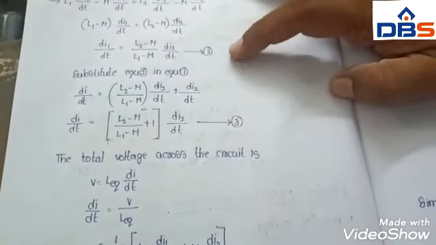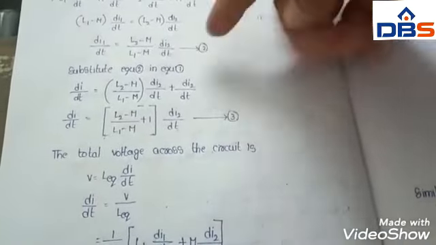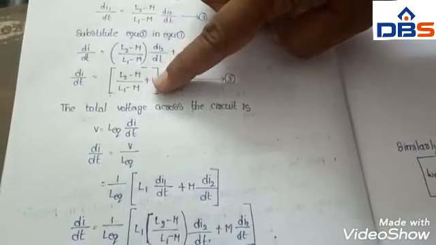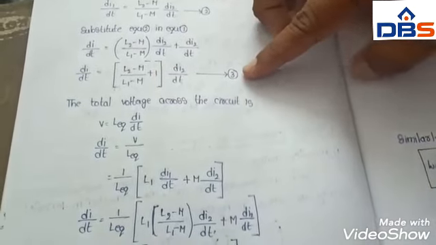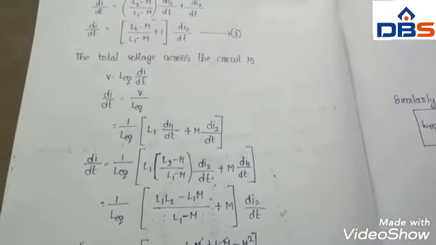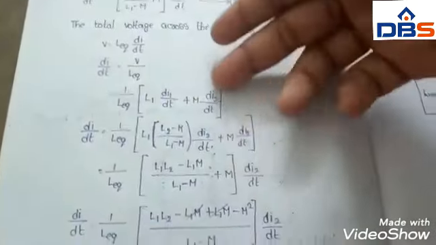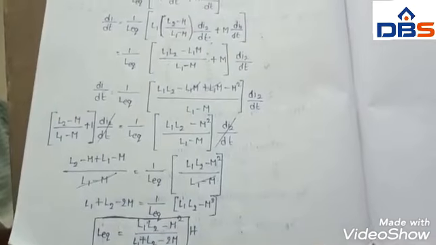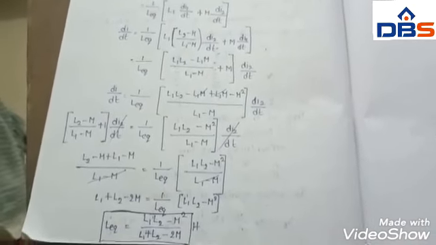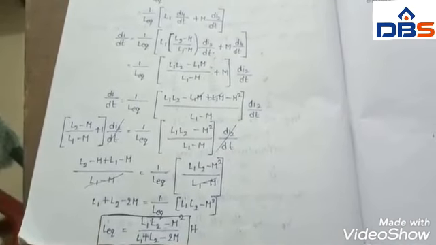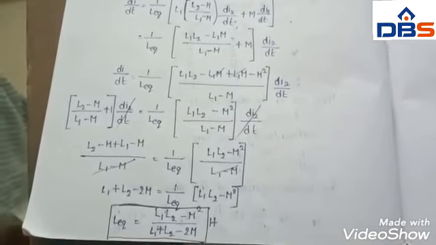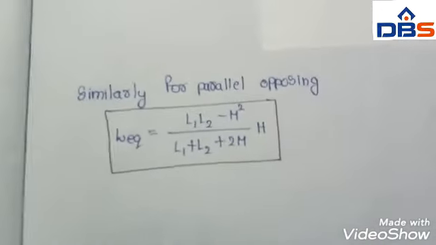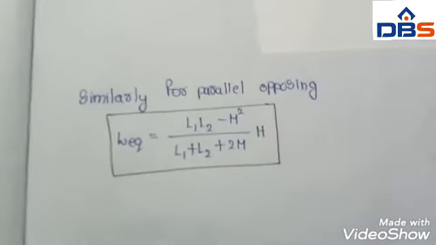Substituting this equation 2 in equation 1 and rearranging, di by dt is equal to L2 minus M by L1 minus M plus 1 times di2 by dt, that is equation 3. And for the total voltage, V is equal to L equivalent di by dt, and substituting all these things and some calculation, lastly we find L equivalent is equal to L1 L2 minus M square by L1 plus L2 minus 2M. For parallel aiding, L equivalent equal to L1 L2 minus M square by L1 plus L2 minus 2M. In a similar manner, for parallel opposing, L1 L2 minus M square by L1 plus L2 plus 2M. So this is about parallel connections.